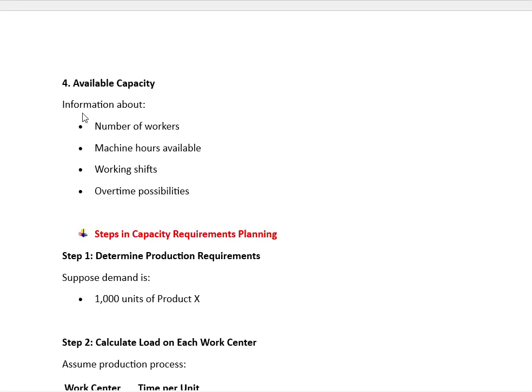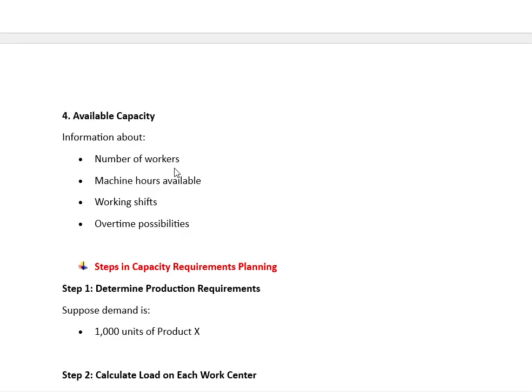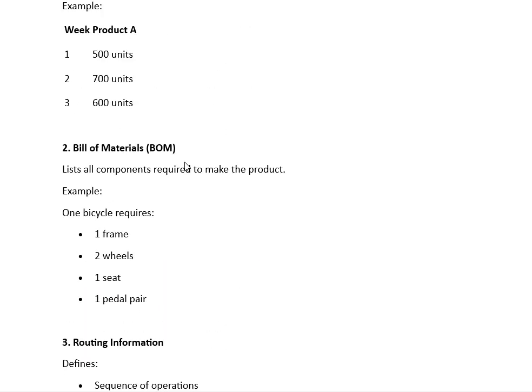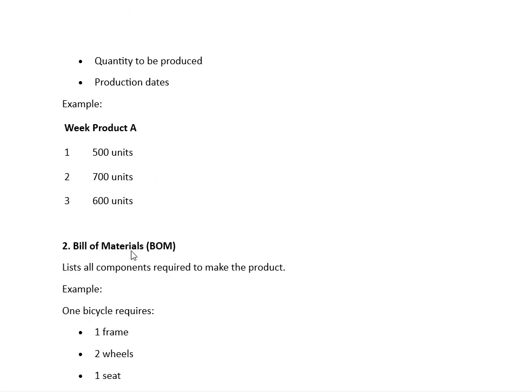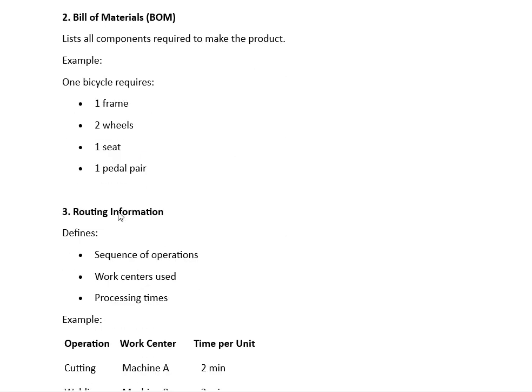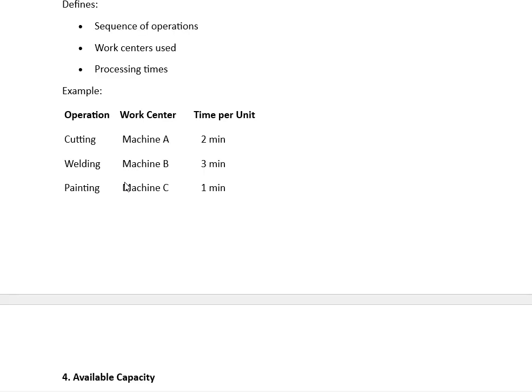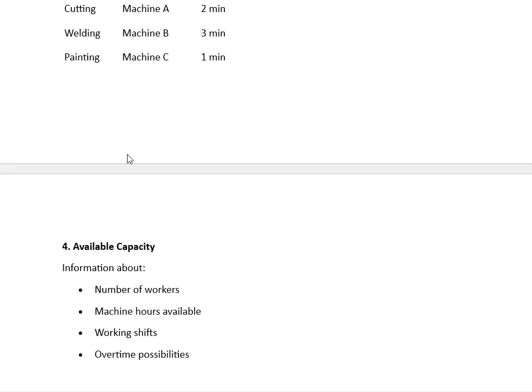Fourth one is available capacity. It gives information about the number of workers, machine hours available, working shifts, and overtime possibilities. So these are the four inputs of CRP. First one is MPS, second one is Bill of Materials (BOM), third one is routing information, and fourth one is available capacity.